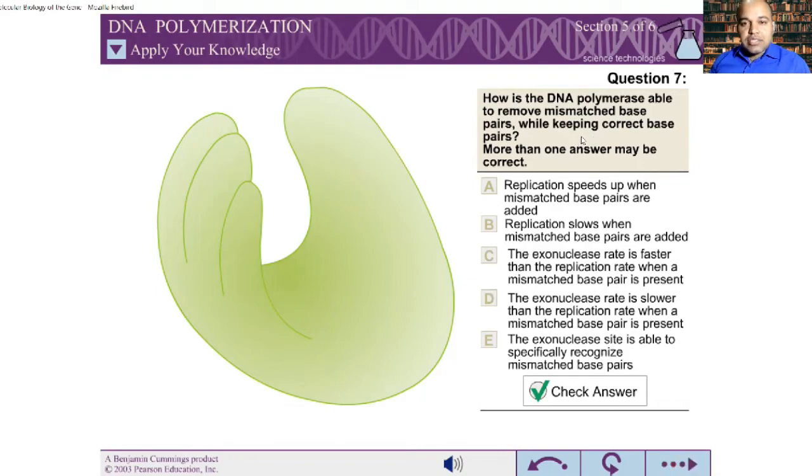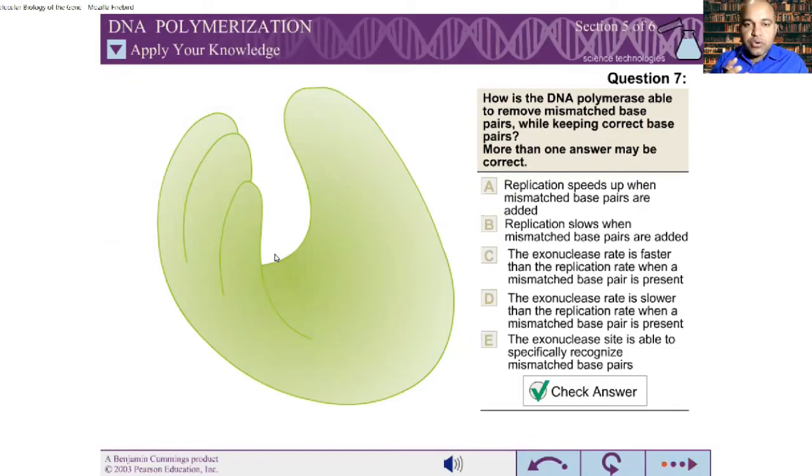So now we will have to answer how the DNA polymerase is able to remove the mismatched base pair. The mismatched base pair is being removed with the help of an exonuclease site. As such, the exonuclease site will not be able to differentiate between the correct nucleotides or the incorrect nucleotide. It is the palm domain, which has a site for recognizing the minor groove.